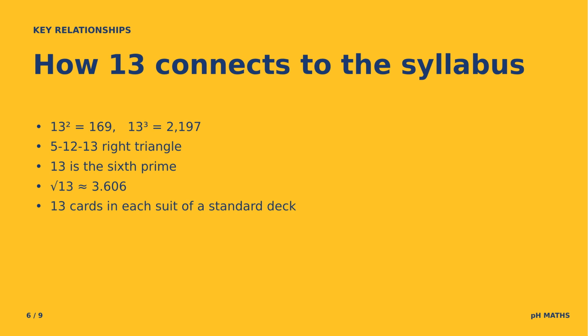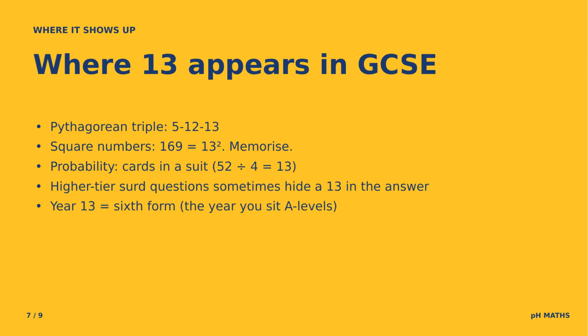Where 13 appears in your exam: the 5, 12, 13 Pythagorean triple. Spot it, save a minute. Square numbers: 169 is 13 squared, memorize it. Probability questions with cards: 52 cards split into 4 suits, each with 13. Higher tier surd questions sometimes hide a 13 in the answer. And in real-world context, year 13 is sixth form, the year you'd be sitting A-levels.